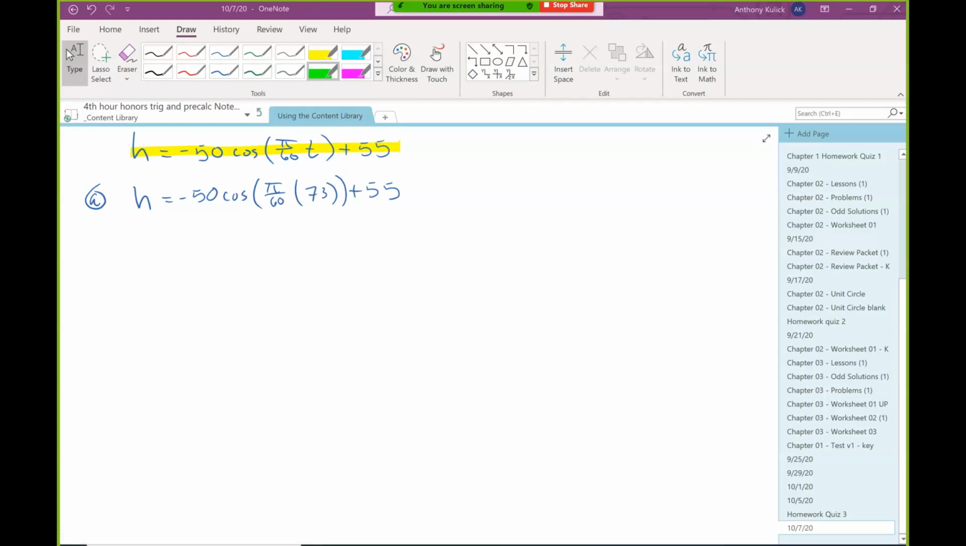Checking to make sure I'm in radian mode. Everybody remembers how to do that, right? If you don't, let me know. So when I type this in, I get, rounded to 2 decimal places, 86 feet.